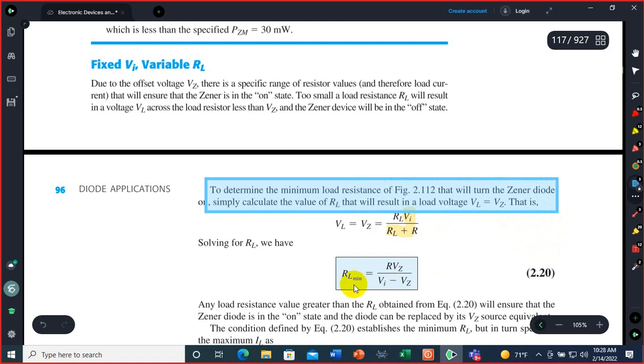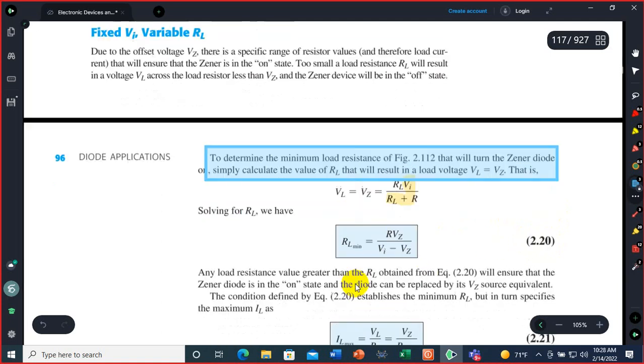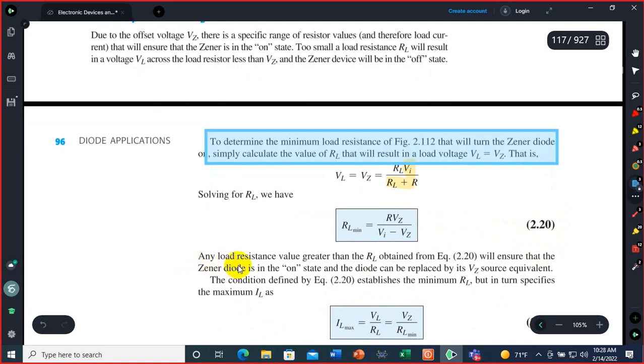So this is the minimum value of load resistance that you can use. Any load resistance value greater than RL obtained from equation 2.20 will ensure that the zener diode is in the on state. So you cannot go below this value. You can go up. And how much can you go? What is the maximum range you can go? That's what we are interested in.